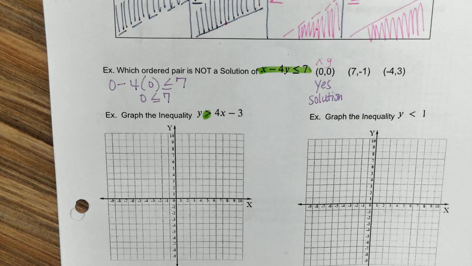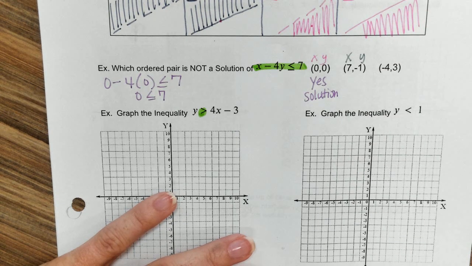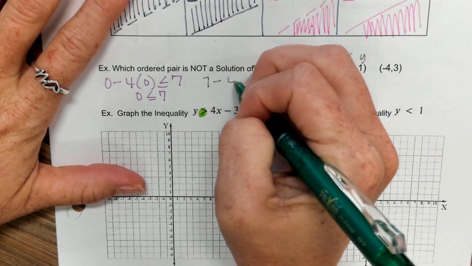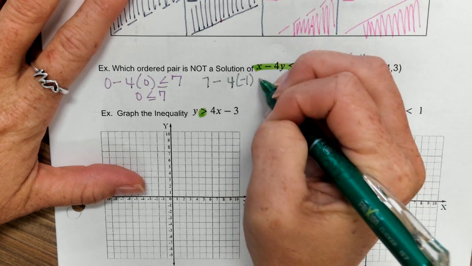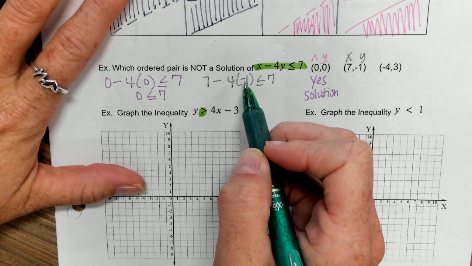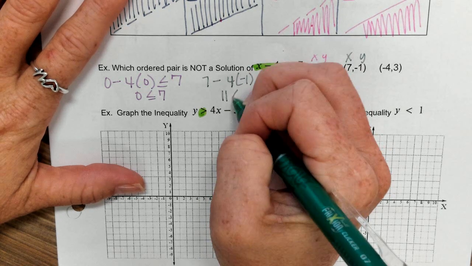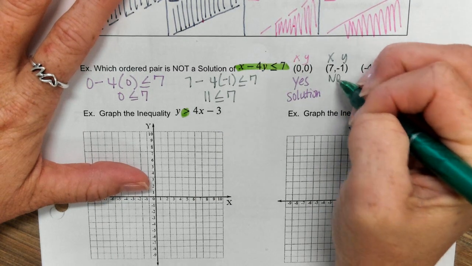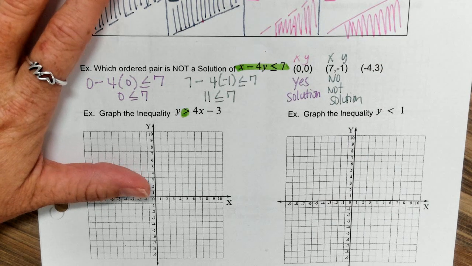All right, let's go do another one. This is the x, this is the y. So I'm going to plug in 7 for x. So I would say 7 minus 4 times y. Well, what is y? Negative 1. Is it less than or equal to 7? Well, negative 4 times negative 1 is positive 4, and 7 plus 4 is 11. Is 11 less than or equal to 7? No. So this is no, not a solution. Do y'all understand how this works?